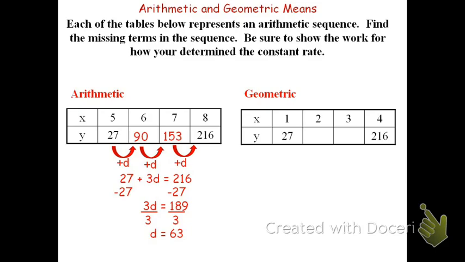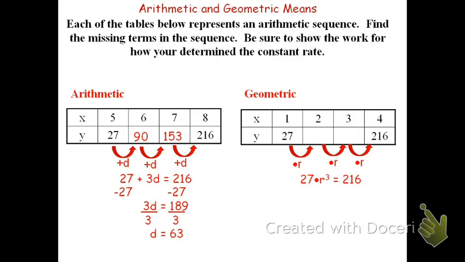Geometric sequences use repeated multiplication. To do this, we need to figure out how many times I need to multiply the first term to get to the fourth term. I'll need to do it once, twice, 3 times. I can also do that by taking the 4 minus the 1 up top. 4 minus 1 is 3, indicating that we're going to have an r to the third power. If we take 27 and multiply by r to the third power, we get 216. The equation for this is 27 times r cubed equals 216.